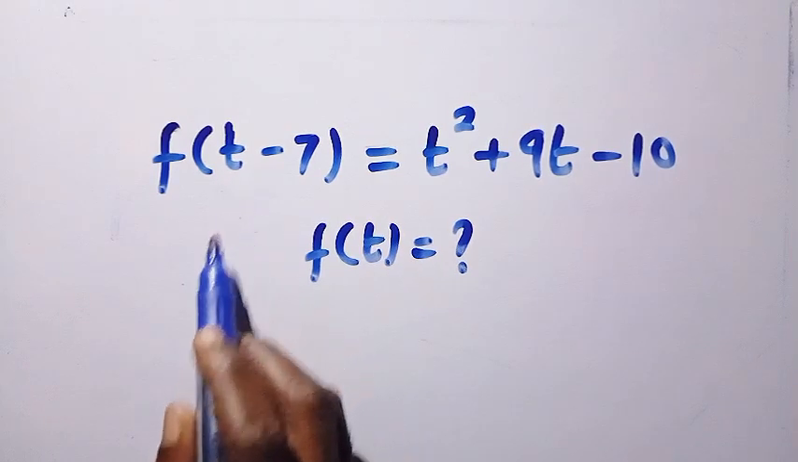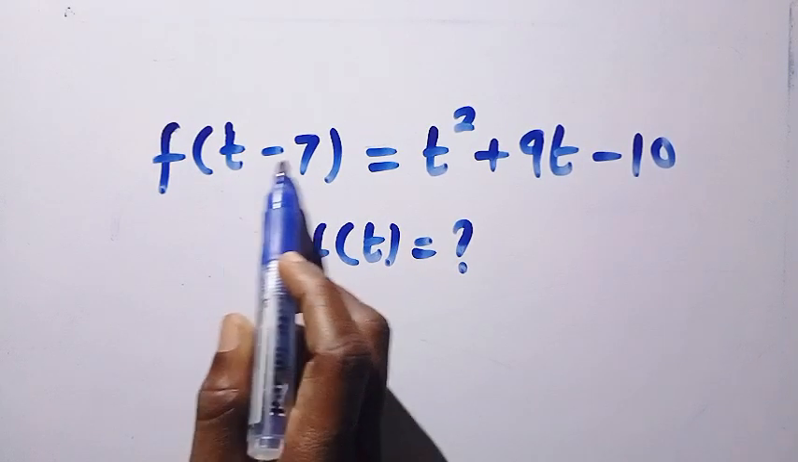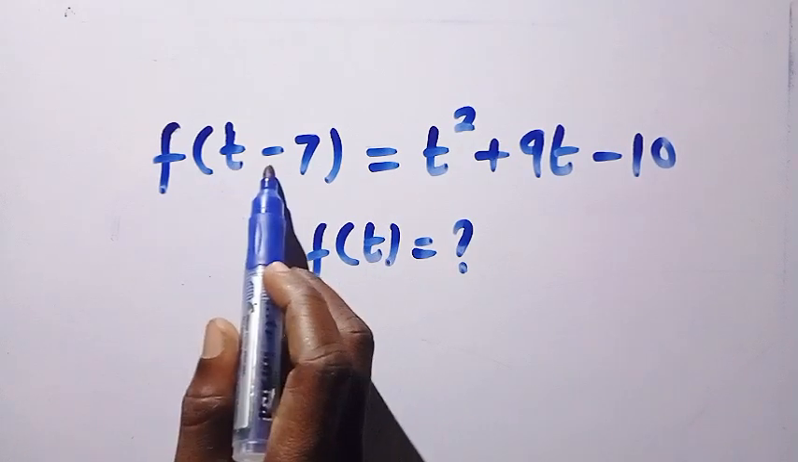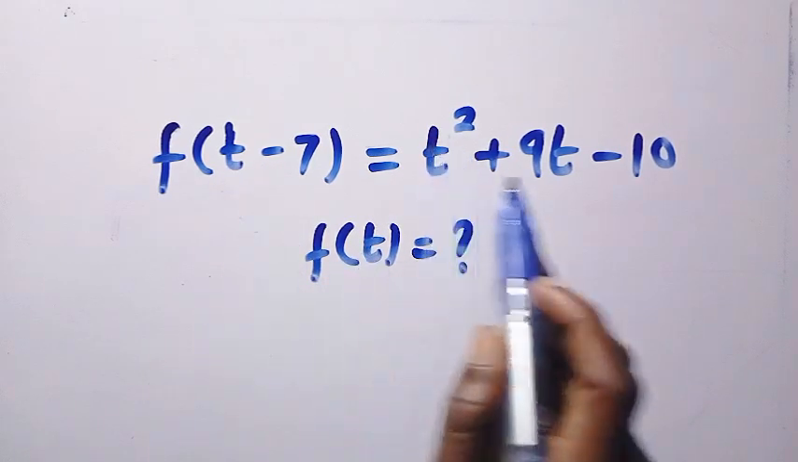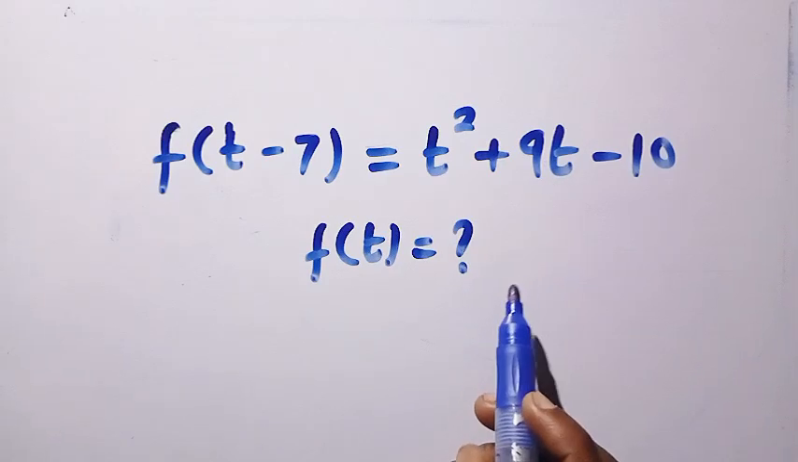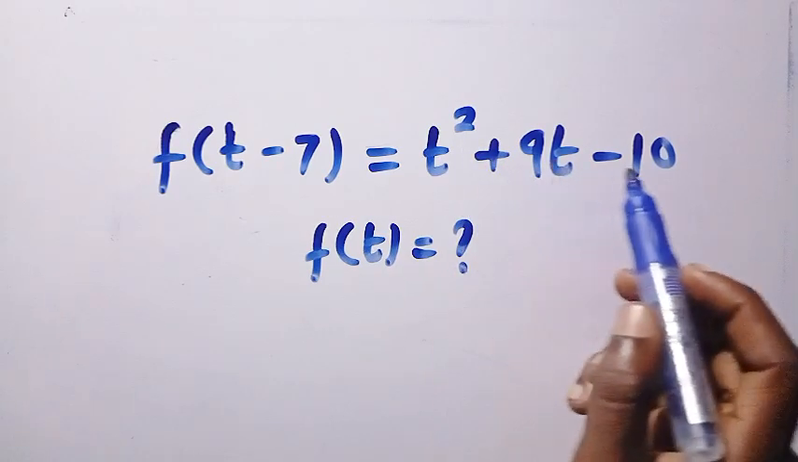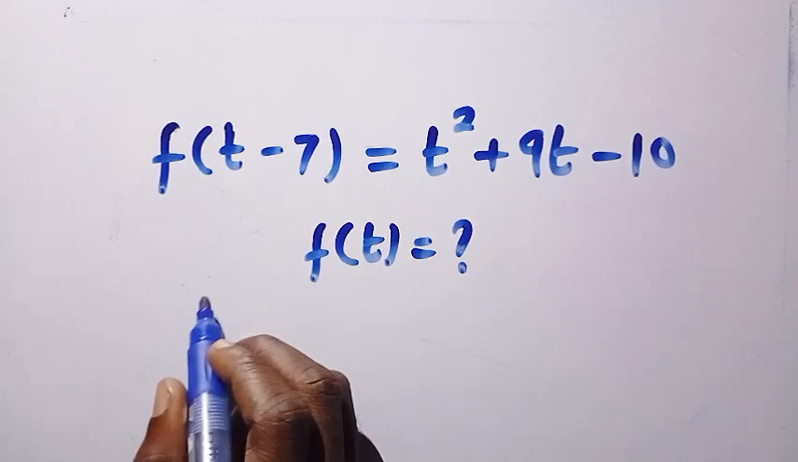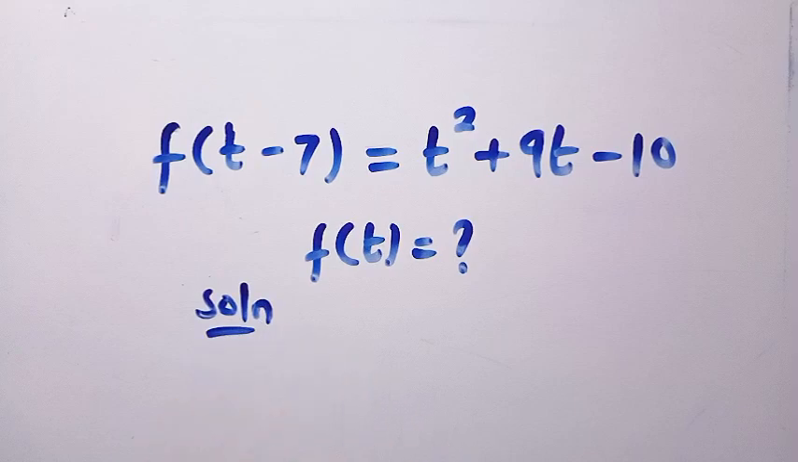We have to understand the concept of domain. Here is t minus 7 and here is ordinary t. We are trying to reduce t minus 7 to t, giving this quadratic at the right hand side, t squared plus 9t minus 10. And how can we solve these questions in a very simple way? Here, consider the solution first.